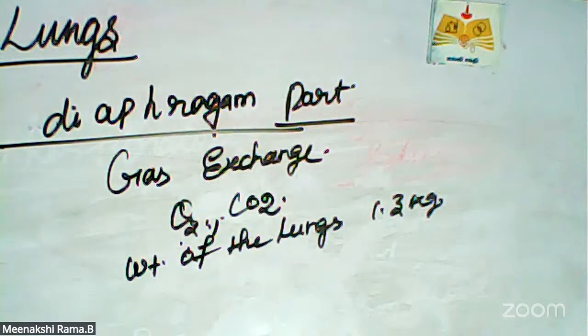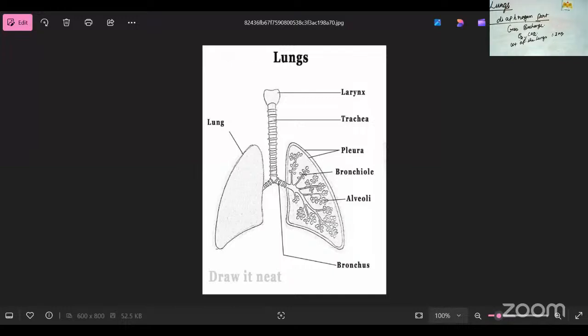Okay, I'm going to show the picture of the lungs. Yes, this is the diagram of the lungs. There are two lungs in our body, one is the left lung and the other is the right lung. The initial part is the larynx. This is the trachea. The stem part is known as the trachea. So this is the lung.